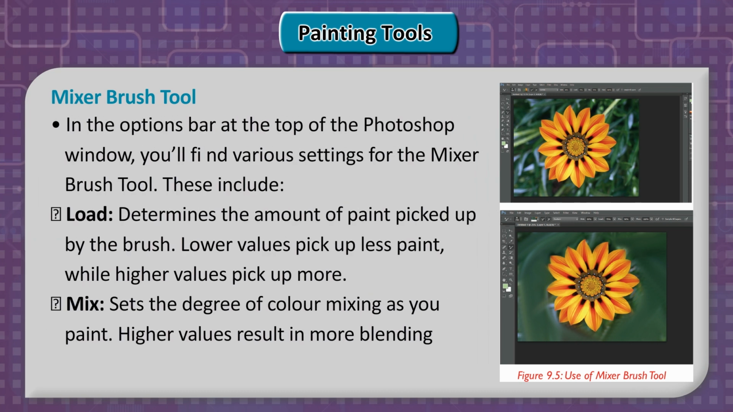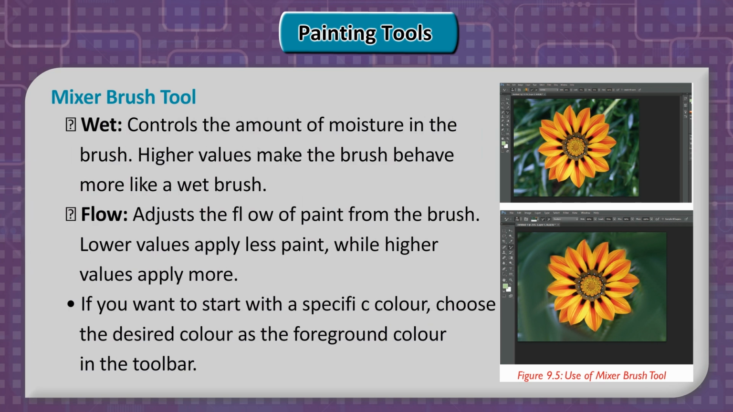In the options bar at the top of the Photoshop window, you'll find various settings for the Mixer Brush tool. These include Load. Determines the amount of paint picked up by the brush. Lower values pick up less paint, while higher values pick up more. Mix. Sets the degree of color mixing as you paint. Higher values result in more blending.